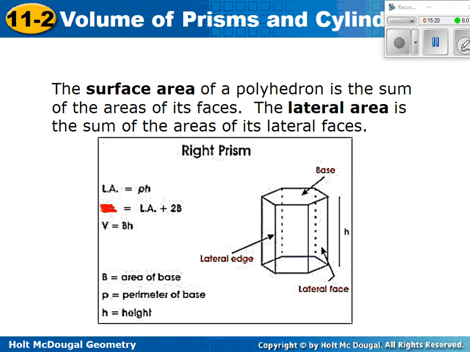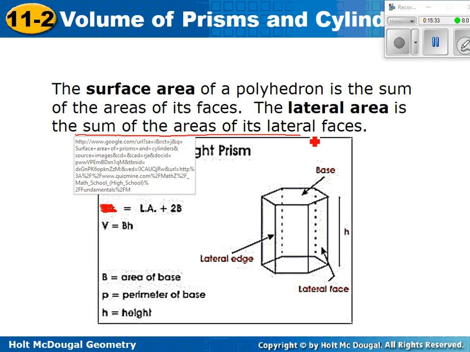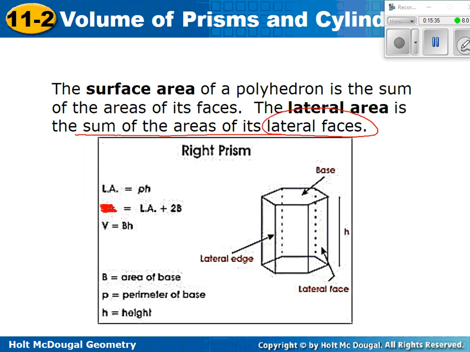Lateral area will be the area of everything except what? The bases. So you'll take away the bases, and you'll just look at the area of everything else. So the lateral area is the sum of the areas of the lateral faces. No bases. So when you're thinking lateral area, just think everything except the bases. The formulas that you're going to need to memorize are only for surface area.